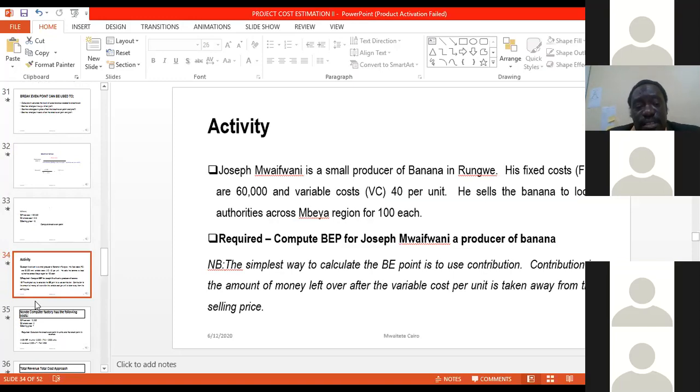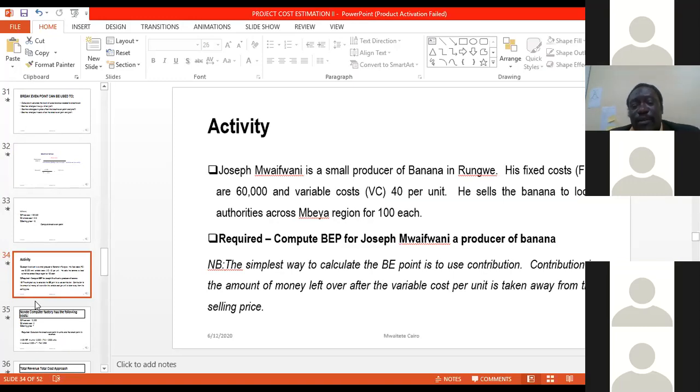These notes say that Joseph Moifwani is a small producer of banana in Rungwe. His fixed costs are 60,000, the variable cost 40 per unit. He sells the banana to local authorities across Mbeya region for 100 each. Required: compute the break-even point for Joseph Moifwani, a producer of banana.